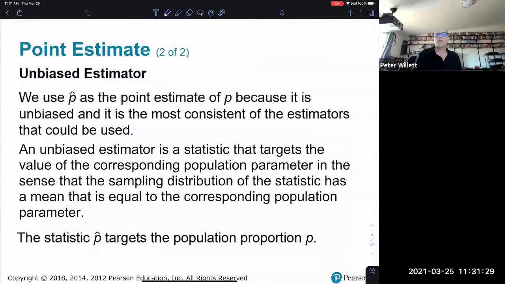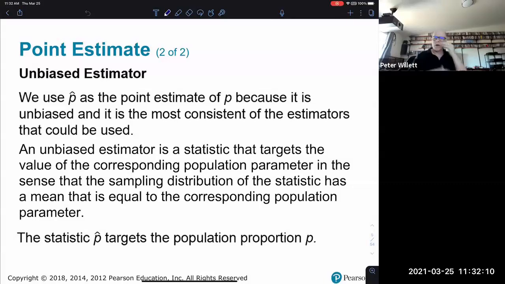So this is because this is what we call an unbiased estimator, which we discussed a little bit in chapter 6. We use P hat as the point estimate of P because it is unbiased and it is the most consistent of the estimators that could be used. An unbiased estimator is a statistic that targets the value of the corresponding population parameter in the sense that the sampling distributions of all different samples of the same size, the statistics you would get from every one of those, the mean of all of those sampled values is actually equal to the corresponding population parameter.